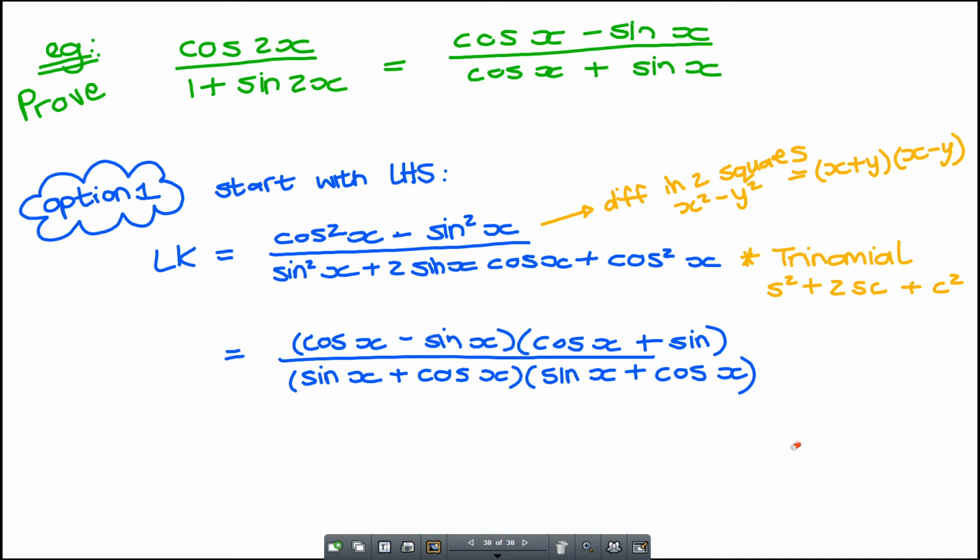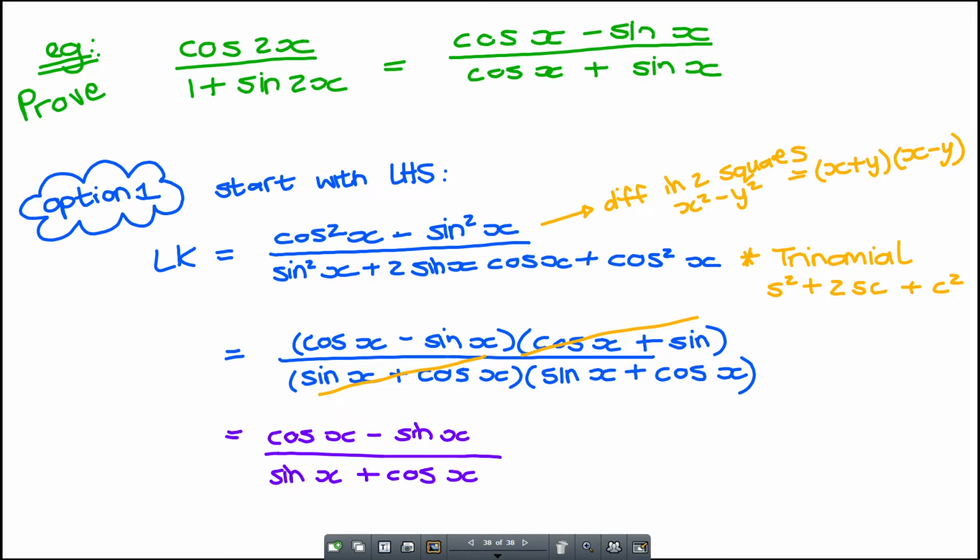Okay, right. So then you can see that the cos x plus sine x and the cos x plus sine x will cancel out. Nee? Even though over here it's sine x plus cos x, over there it's switched around, dis mos dieselfde ding. Nee. Okay, so dan eindig ons met cos x minus sine x over sine x plus cos x, which is what we've got on the right-hand side. Okay, so that's option 1.